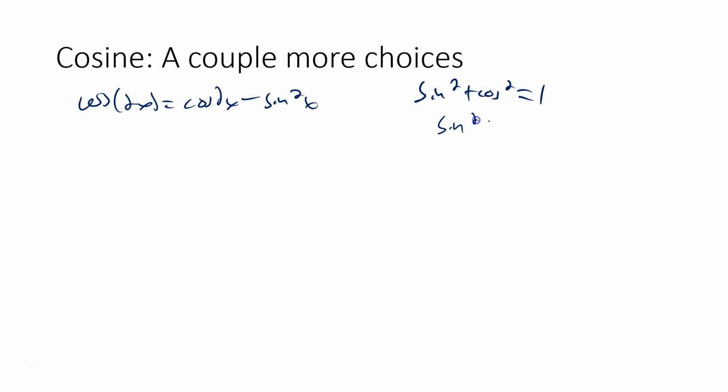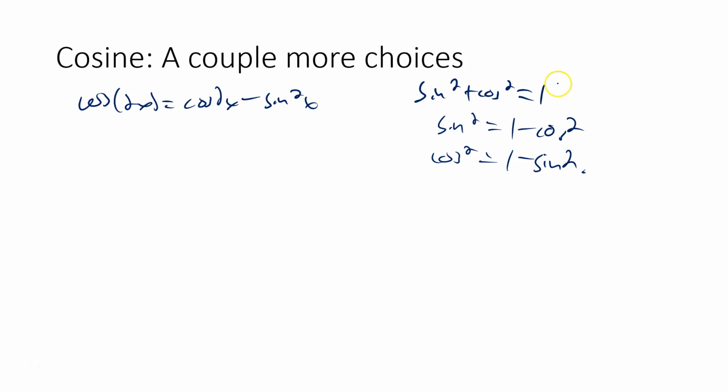Now, with cosine, you have a couple more choices. We had cosine of 2x equal to cosine squared x minus sine squared x. But whenever you have those squares, there could be something going on with factoring or Pythagorean. Pythagorean is sine squared plus cosine squared equals 1. So I could write this as sine squared equals 1 minus cosine squared, or I could write it as cosine squared is 1 minus sine squared.